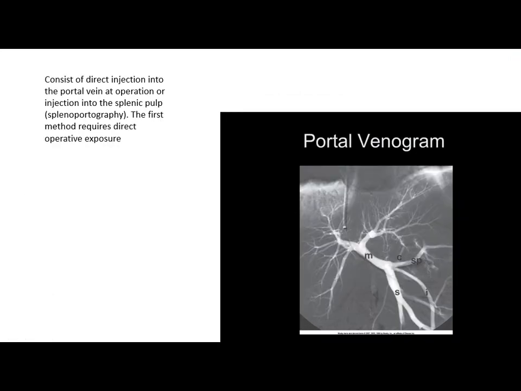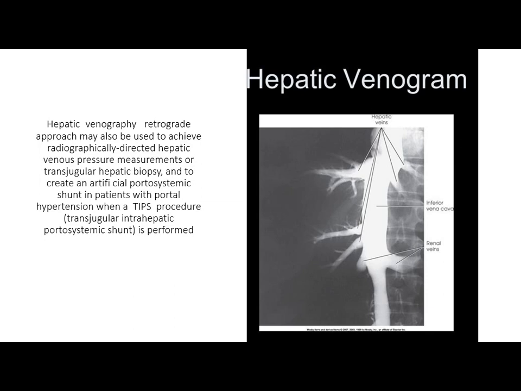Portal venography is direct injection into the portal vein at operation, or injection into the splenic pulp, splenoportography. The first method is quite direct, as we see in the intra-operative image. No one does that. It's an old method. You want me to go into the spleen and inject contrast into the spleen, which is highly vascular and might rupture, just to see the portal vein? It's replaced by MRC.